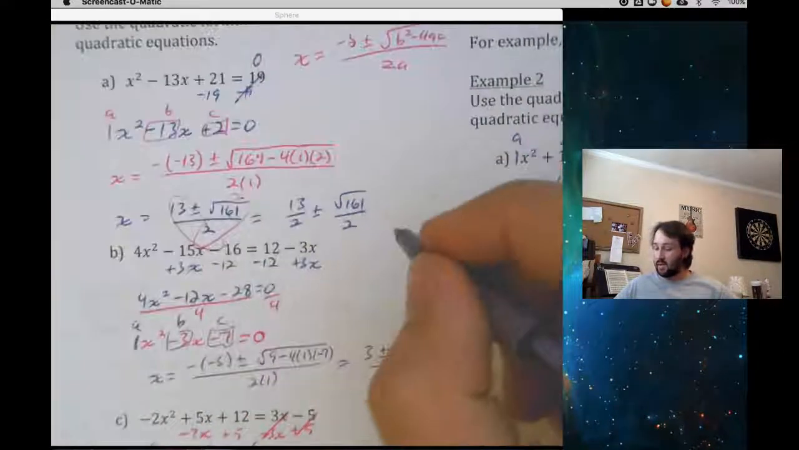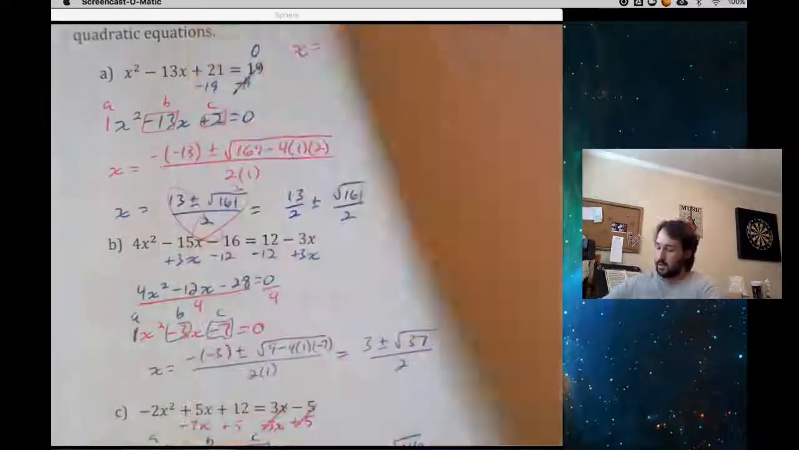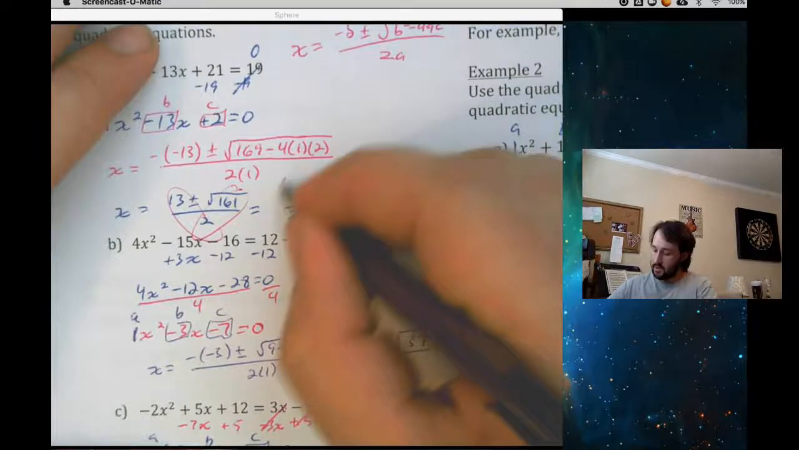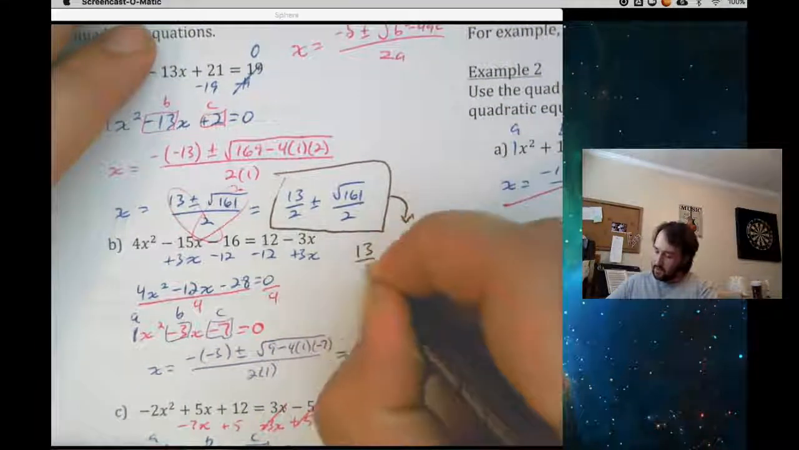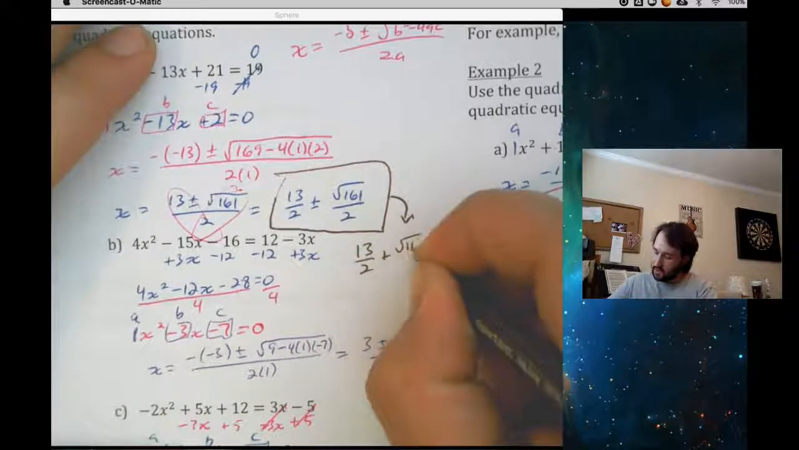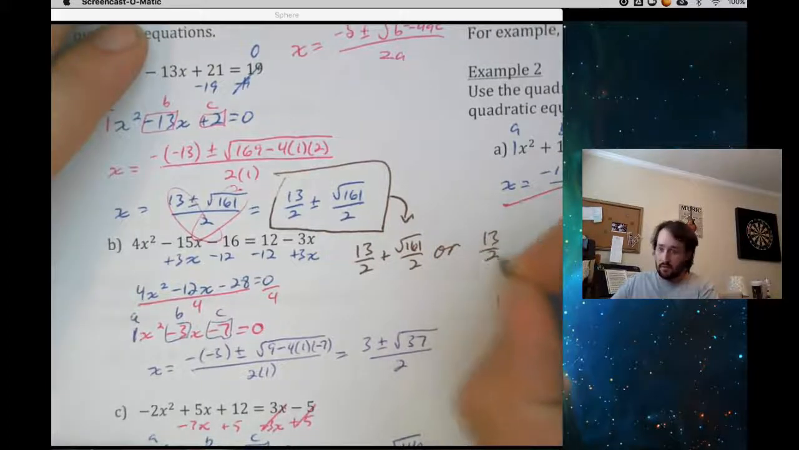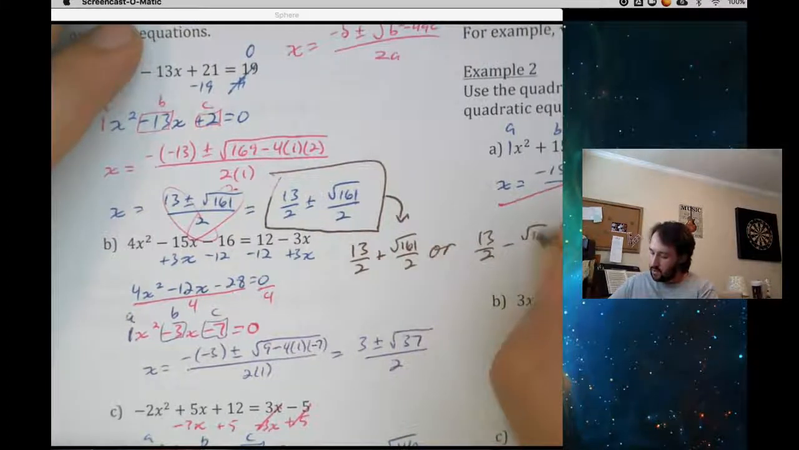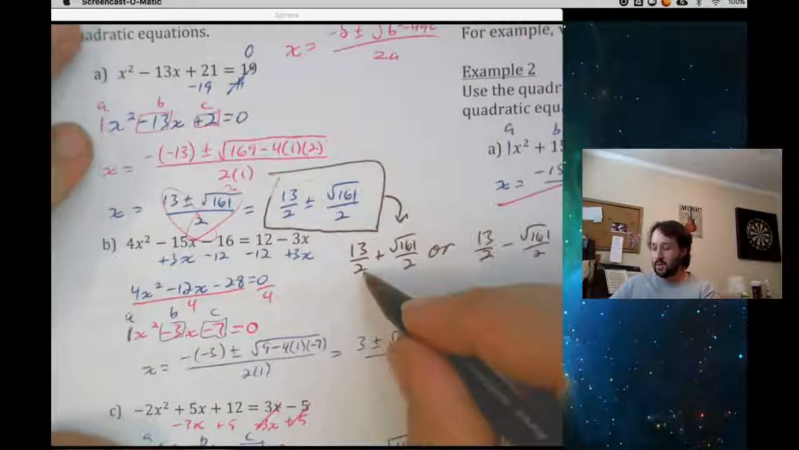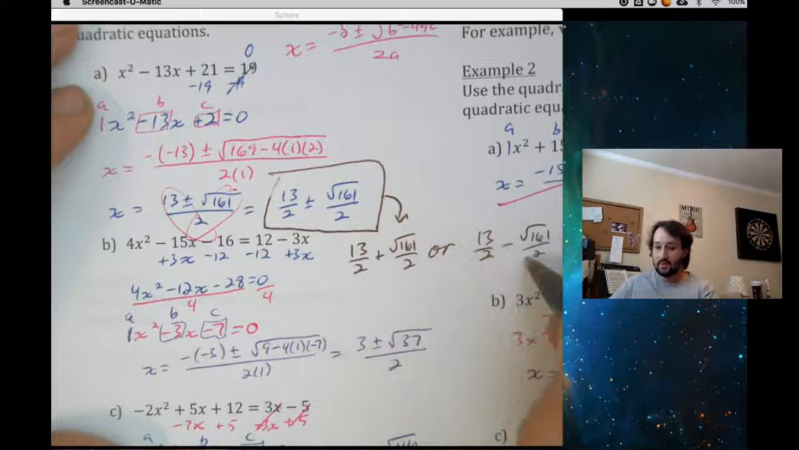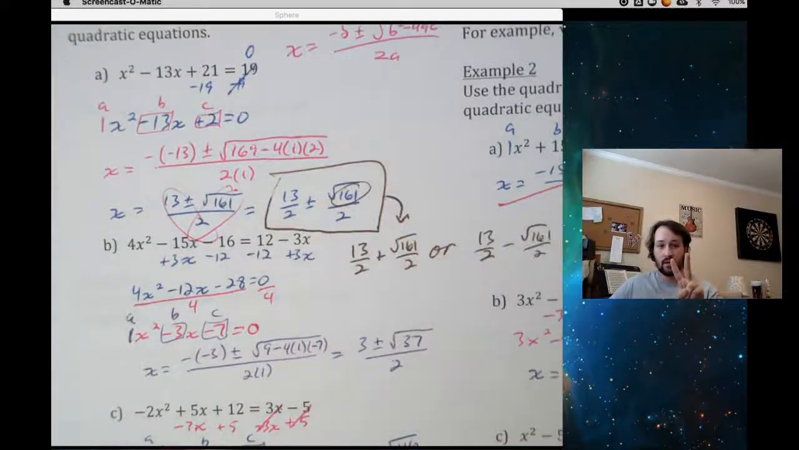So remember, this would be, let me get a different color. This 13 over 2 here, I can rewrite this as 13 over 2 plus root 161 over 2, or 13 over 2 minus root 161 over 2. So there are 2 distinct solutions there. It's that 13 halves plus this number, and 13 halves minus this number. So there's two solutions whenever we had a positive number inside of there.